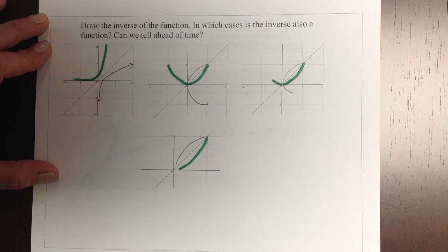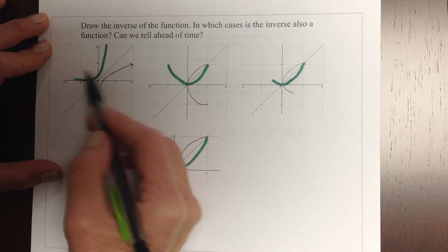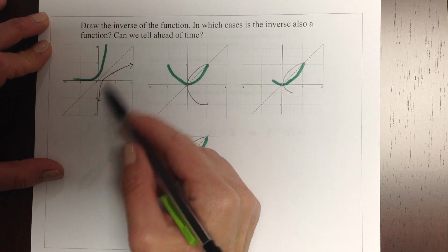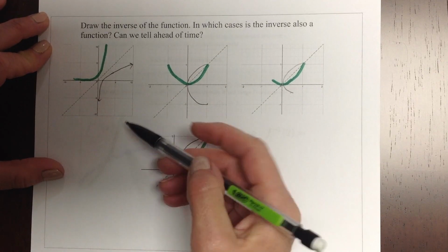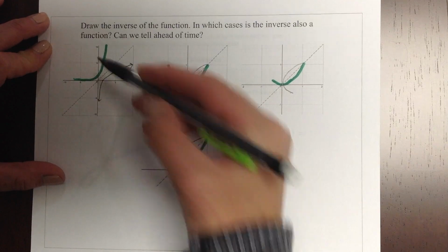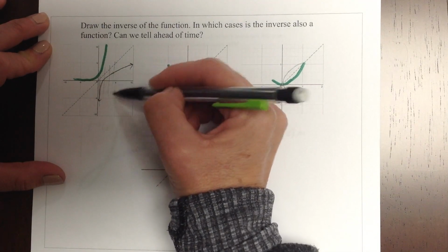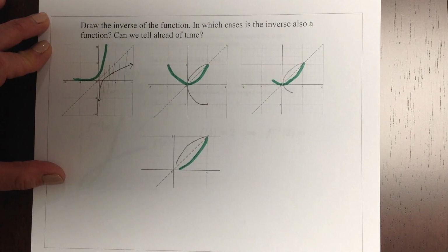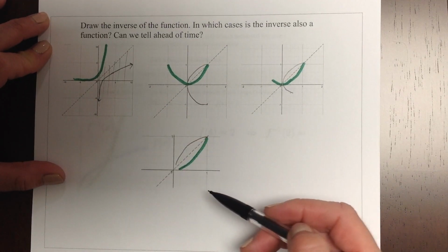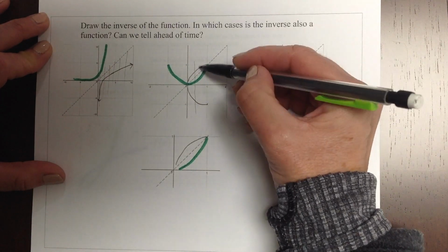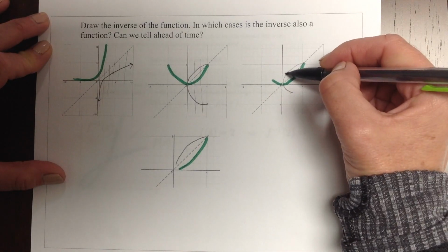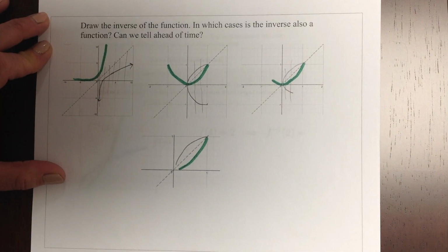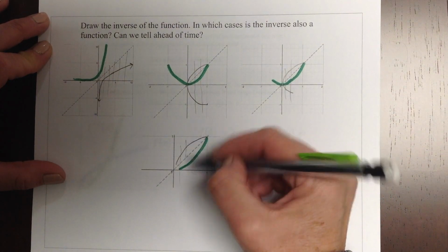All right, let's talk about when the inverse of a function is also a function itself. So here I have my function, and I've drawn the inverse here by reflecting across the line y equals x. These are just rough sketches of the inverse. And the question about whether or not the inverse is a function is whether or not the inverse passes the vertical line test. Okay, and we see that that does pass the vertical line test, so this inverse is a function. Over here, this inverse does not pass the vertical line test, so that inverse is not a function. This one doesn't either, so that inverse is not a function. This one does, so the inverse is a function.